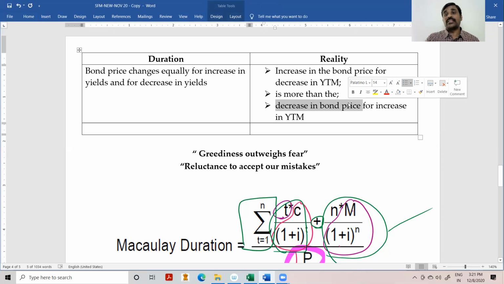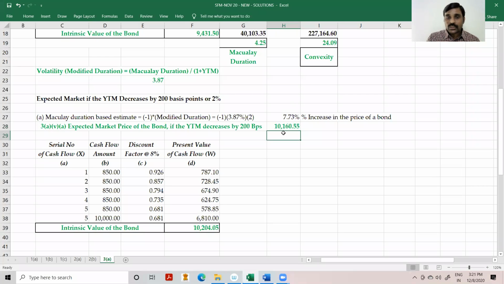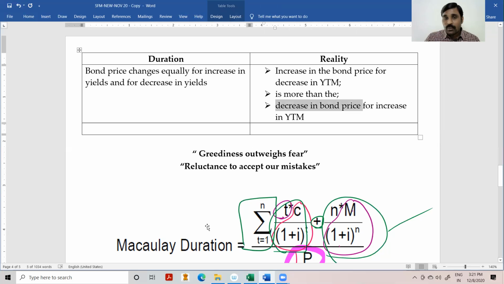On the other hand, greediness is more, so the increase in bond price is more. Therefore, duration assumes that the bond price will increase to 10,160, but actually the present value is 10,204. It increases more because of more greediness. People will rush to purchase the stock, and when bad news is given, they will be reluctant to sell the stock. That is the basic human tendency.